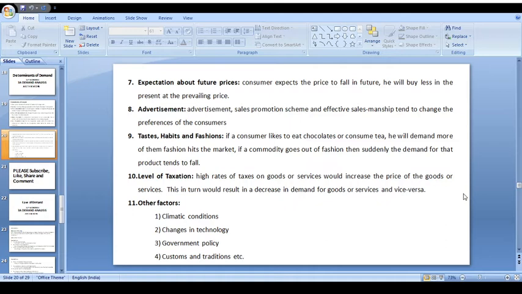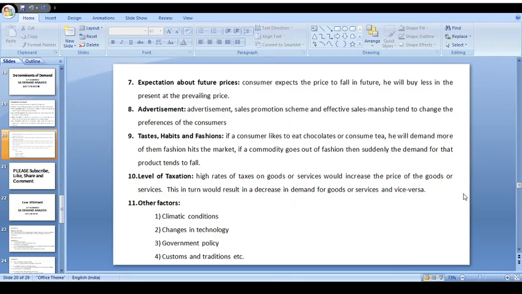Next, advertisement. Advertisement, sales promotion schemes and effective salesmanship tend to change the preferences of the consumers and lead to demand for many products. For example, cosmetics, toothbrush, etc.